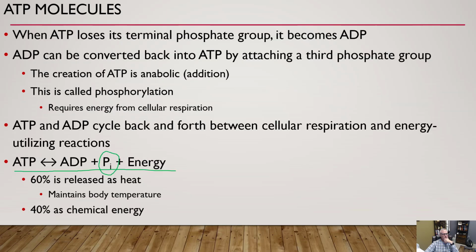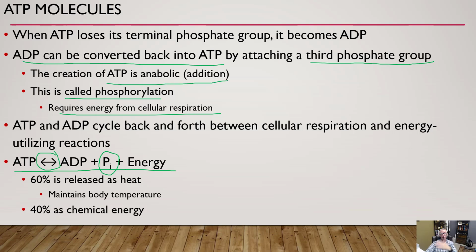So when ATP loses that third phosphate or that terminal phosphate group, it becomes ADP. Now we have that double-headed arrow because ADP can be converted back to ATP by putting on that third phosphate group. We'll actually talk about that in a subsequent chapter. That's called phosphorylation, and it requires a little bit of energy to do that. So phosphorylation, it's an anabolic reaction. So ADP can go back into ATP. Remember, 60% heat, 40% energy for cellular repair, stuff like that.